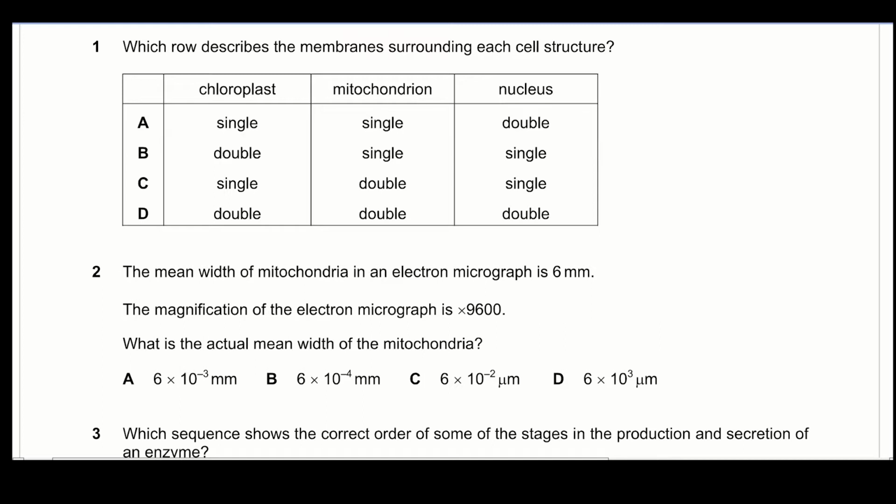Chloroplast. We all know it's going to be a double membrane. Mitochondrion. Same, it's also a double membrane structure. Nucleus. We know it has a double membrane too, a nuclear envelope. So the answer is going to be C.